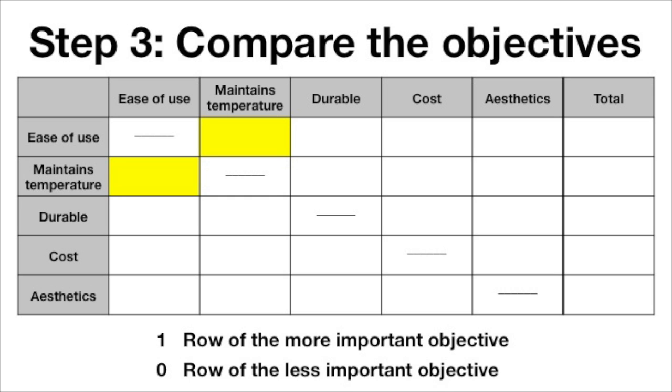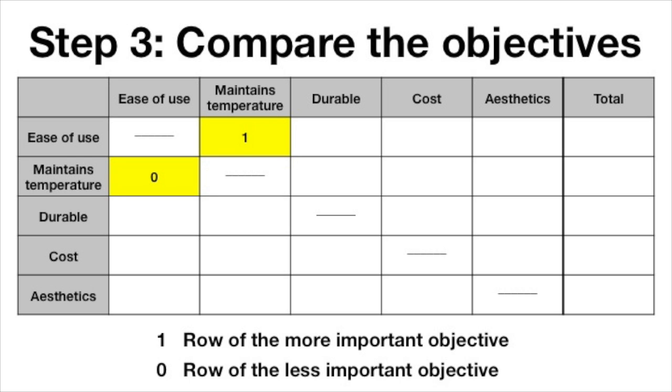Now, when comparing ease of use versus maintained temperature and talking with the clients and the users, it seemed that ease of use was more important. Therefore, we'll score a 1 in the row for ease of use. In the second box where ease of use and maintained temperature intersect, we'll score a 0 under maintained temperature.